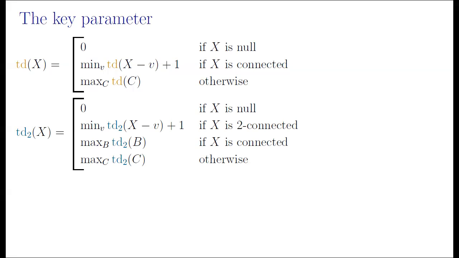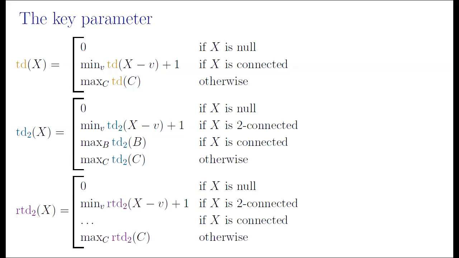We have to remove a vertex and we have to pay one to disconnect it again. But whenever it has some blocks, we play this game in parallel on all the blocks. Yes, one can go further and define tree depth k and so on. But here we only need two-tree. Now rooted two-tree depth is a technical variant of two-tree depth. It behaves the same, but when the graph is connected but not too connected, we do something more technical.